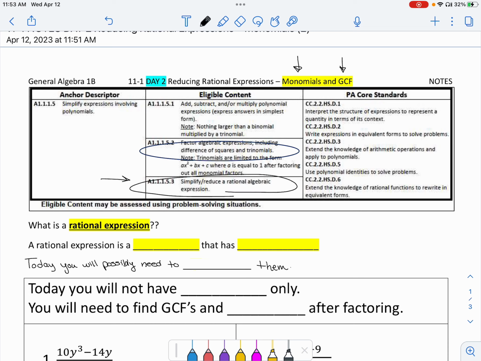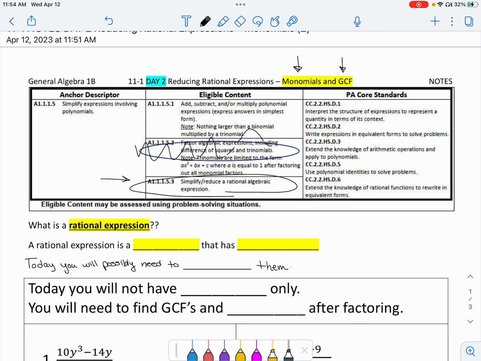I'm sorry, that circle did not go to the right section. We are right here. We are simplifying and reducing rational algebraic expressions. I will take that circle and change it accordingly on yours. In fact, I'm going to do it right here since I'm sitting in front of my computer. Okay, sorry. All right, yours will have it correctly. Okay, now let's move on.